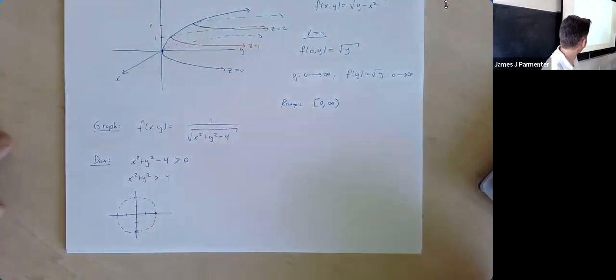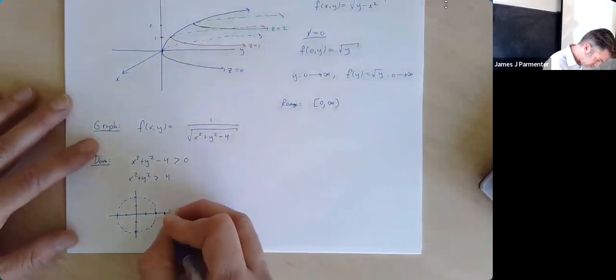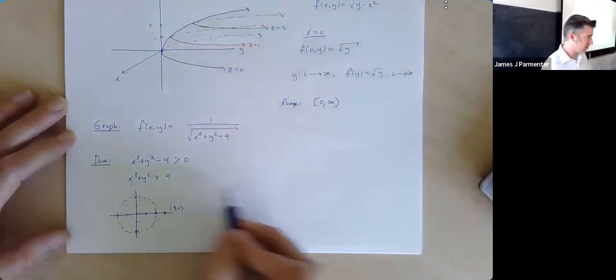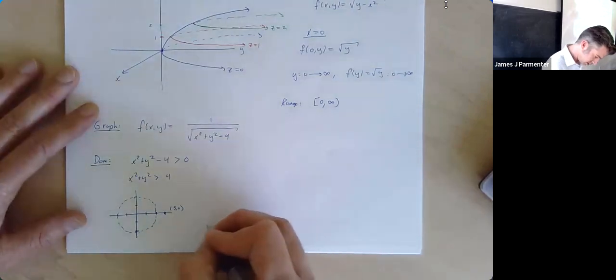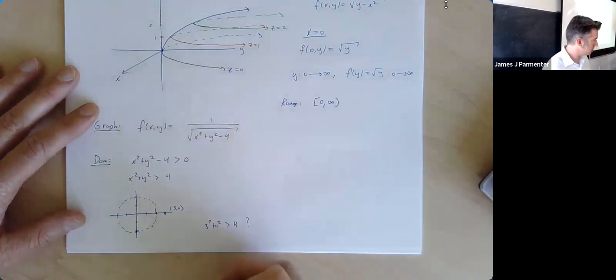Wow, not the best I've ever done. And then pick any point not on the boundary. I'm going to pick the point (3, 0). Does that point satisfy the inequality? Does 3 squared plus 0 squared, is it greater than 4? Yes, it is. Checks out.